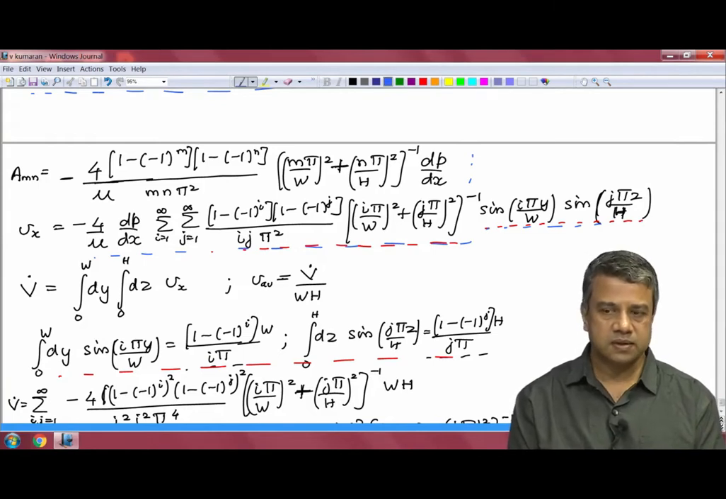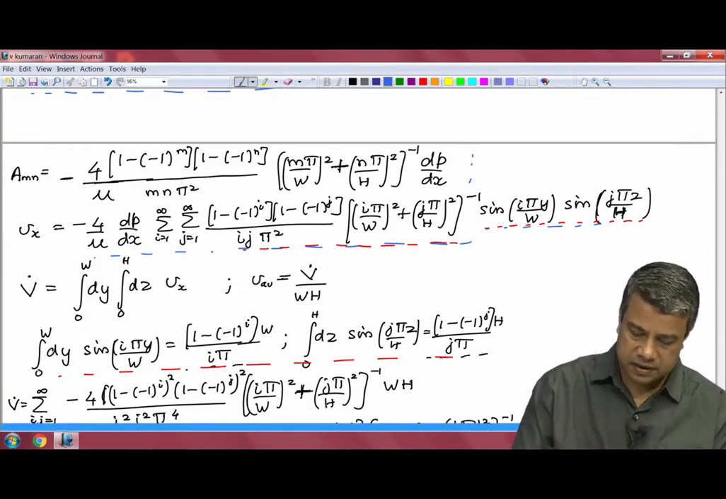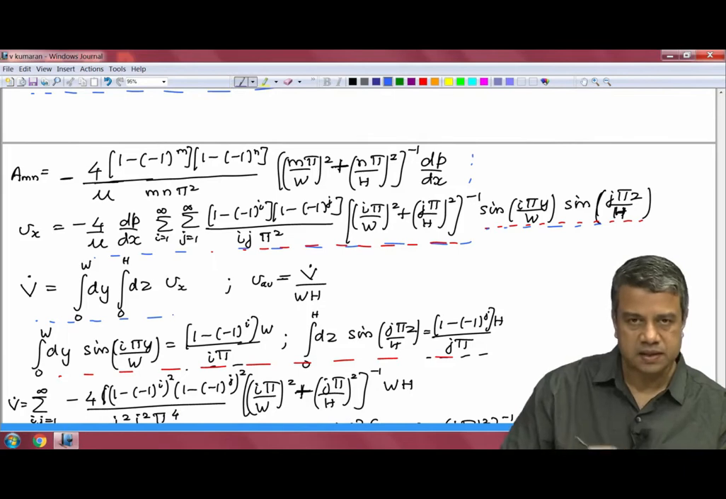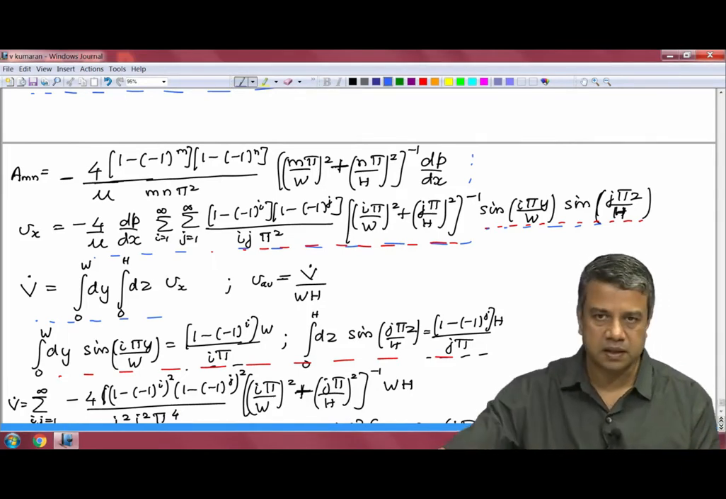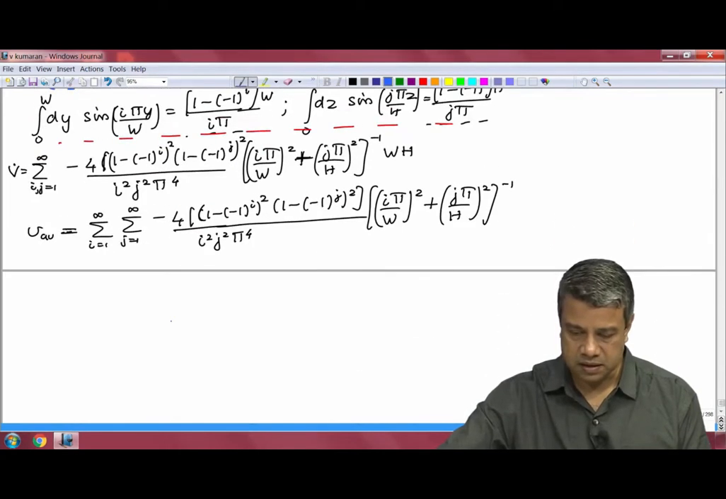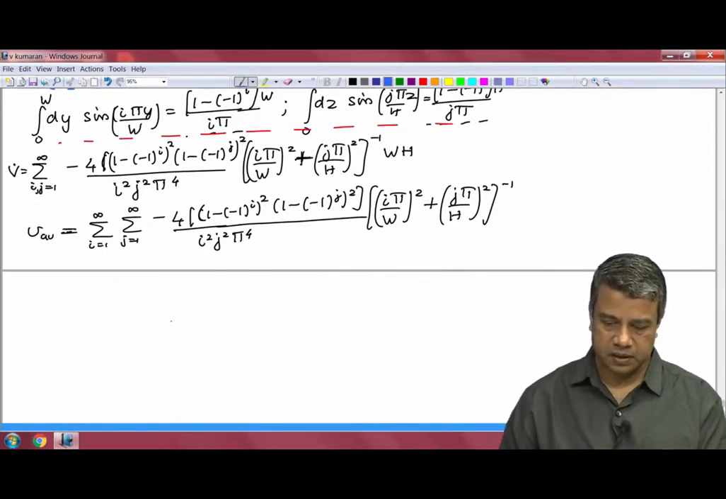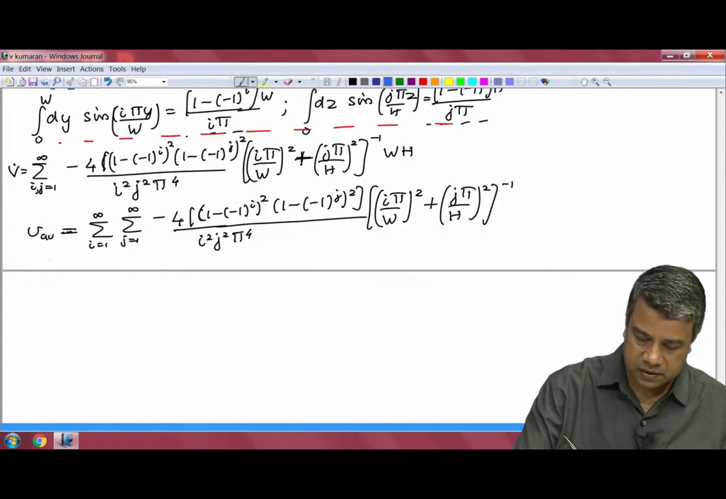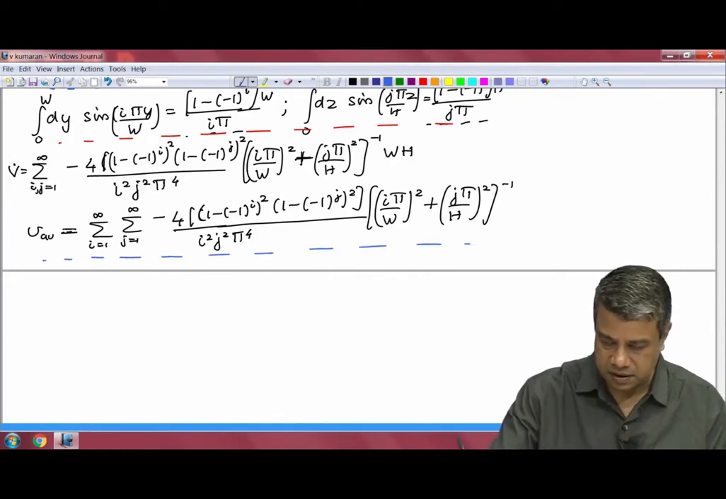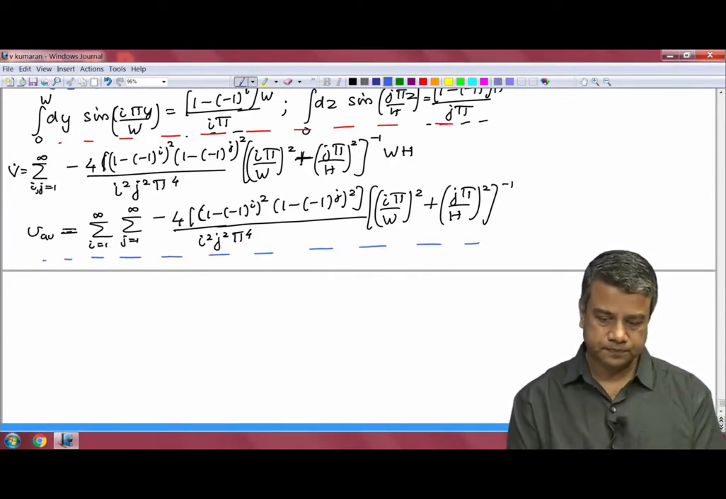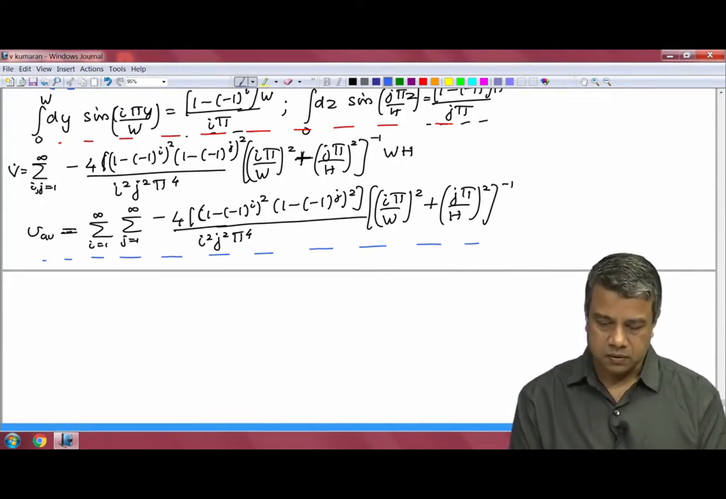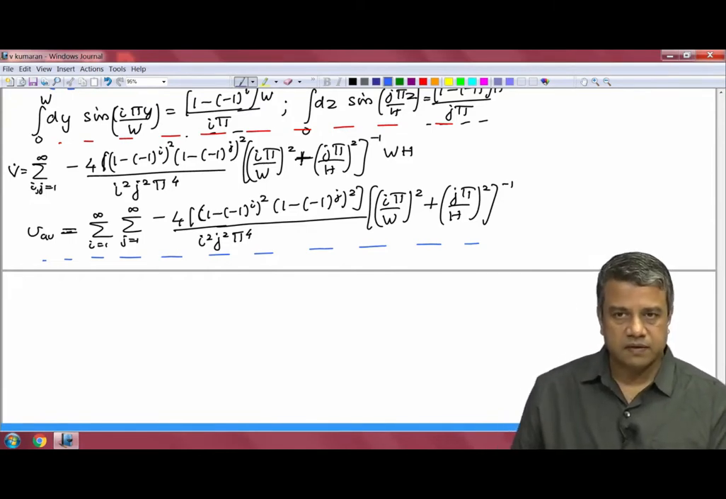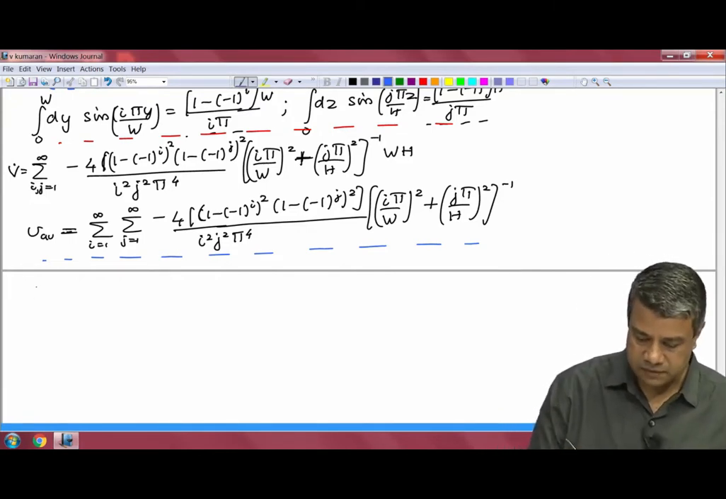The flow rate was obtained by integrating the velocity over the y and z directions, and the average velocity is the volumetric flow rate divided by the cross sectional area, that is w times h. And on that basis, we had got this expression for the average velocity. So, now that we have the average velocity, we can find out what is the friction factor.